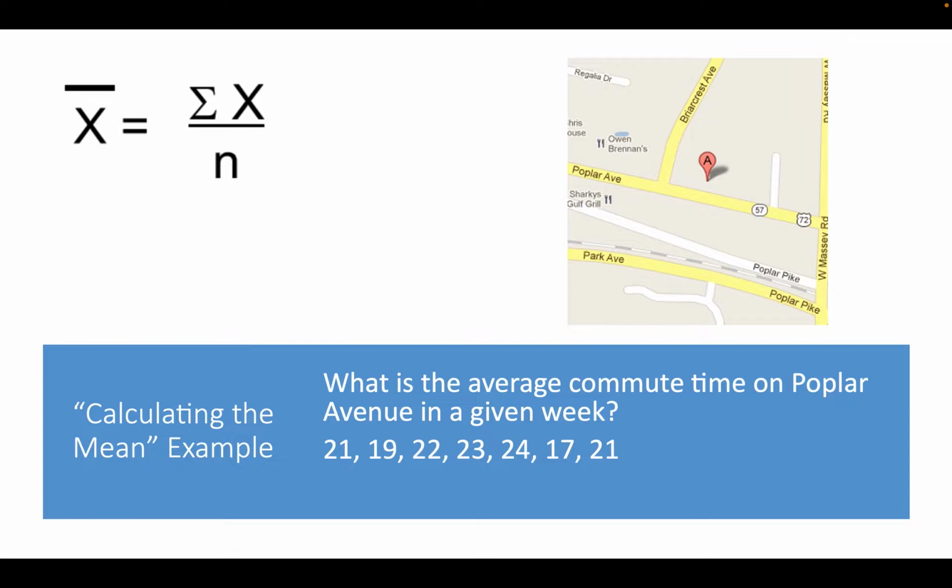All right, so you should have gotten a mean here of 21. And 21 is pretty representative of the middle of these scores, right? Wouldn't you say that's pretty average if you look at the difference between 17 and 24? 21 minutes is pretty average for this data set.